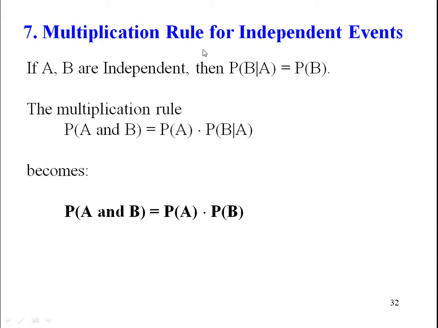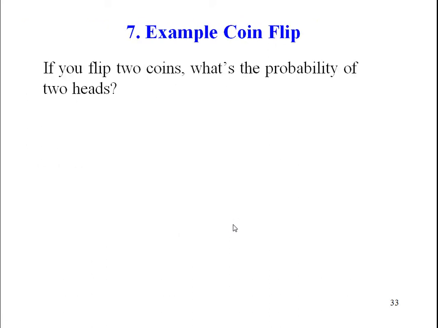Now, the multiplication rule for independent events. If A and B are independent, then the probability of B given A is just equal to the probability of B. So the multiplication rule, the probability of A and B, is equal to the probability of A times the probability of B given A. Well, that's independent, so that just goes to the probability of A times the probability of B. And that holds for independence.